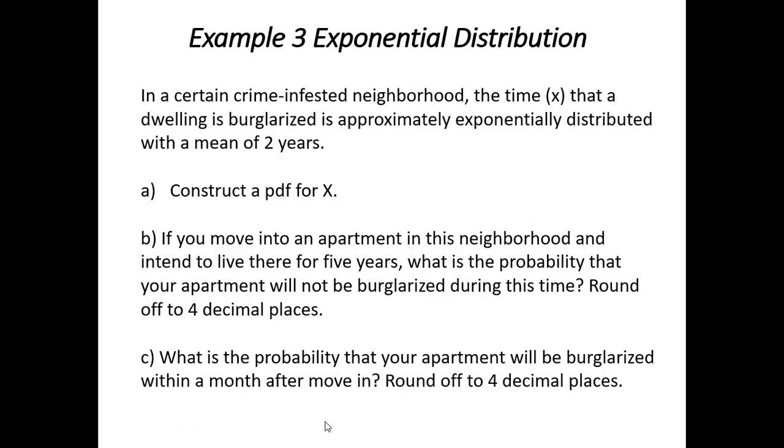All right, so here's an example. Suppose in a certain crime-infested neighborhood, the time x that a dwelling is burglarized is approximately exponentially distributed with a mean of 2 years. So we'd like to begin by constructing a PDF for x. Then in part B, we ask if you move into an apartment in this neighborhood and intend to live there for 5 years, what's the probability your apartment will not be burglarized during this time? So let's calculate the probability and round off the answer to 4 decimal places.